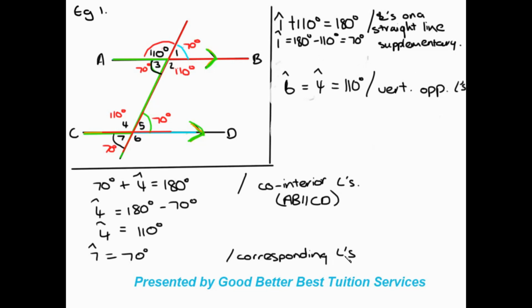And coming back here to the corresponding angles again, remember the corresponding rule relies on parallel lines. So we need to write in AB is parallel to CD. Cool.